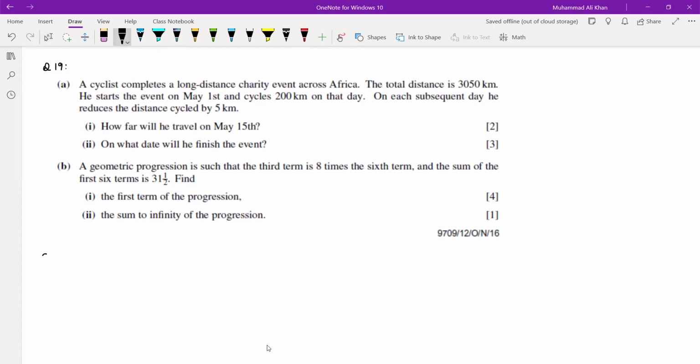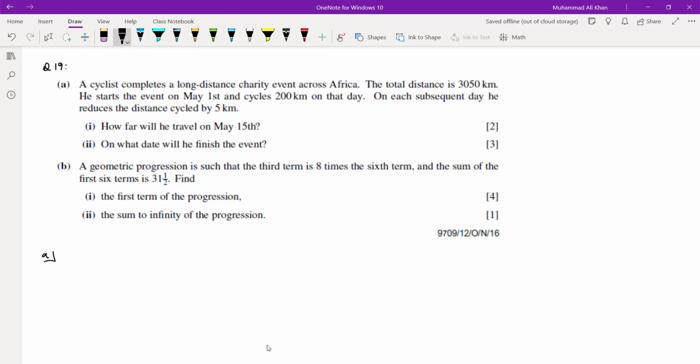The first part: a cyclist completes a long distance charity event across Africa. The total distance is 3050 kilometers. He starts the event on 1st May and cycles 200 kilometers on that day. On each subsequent day, he reduces the distance by 5 kilometers. How far will he travel on 15th May?